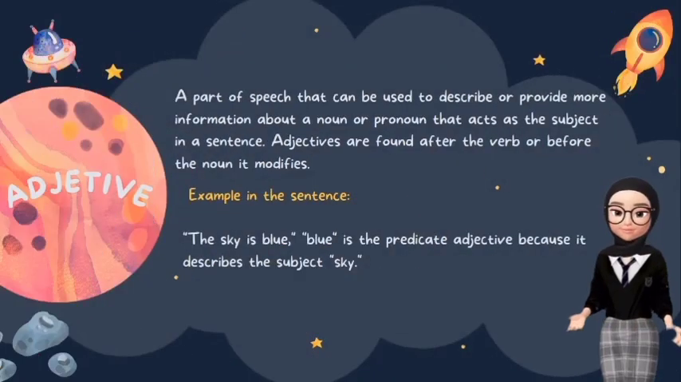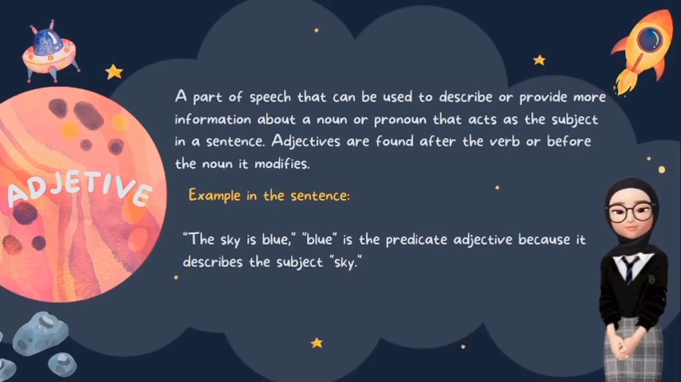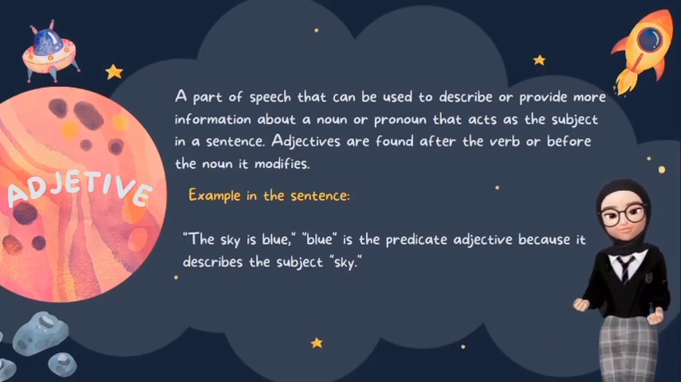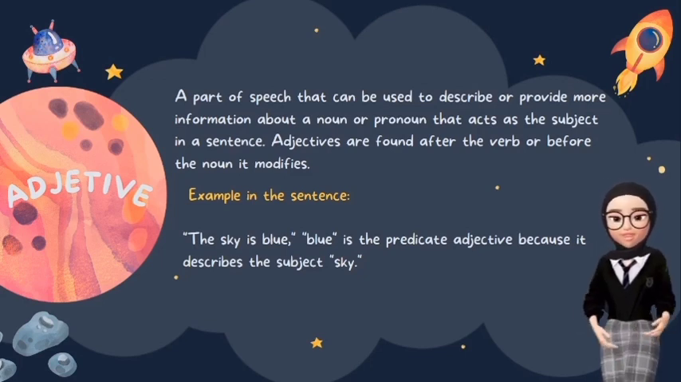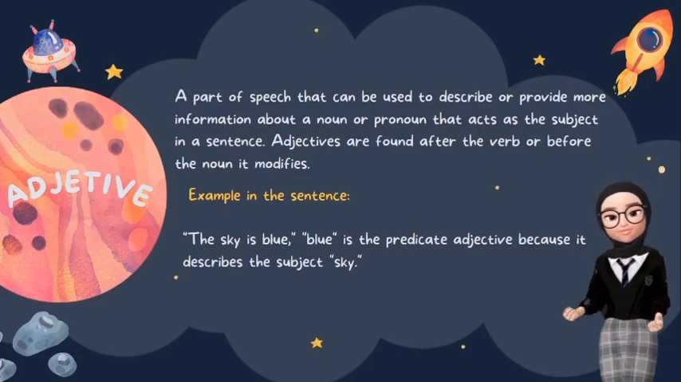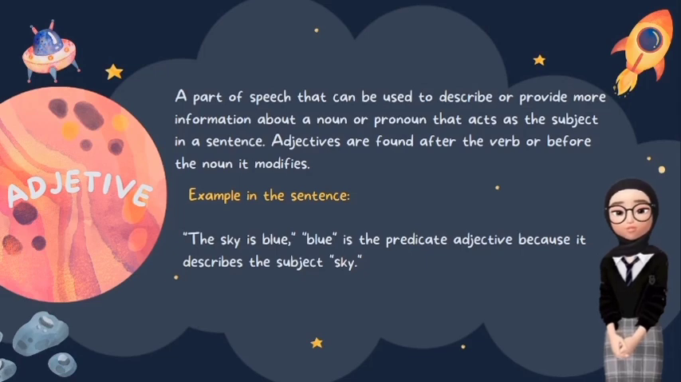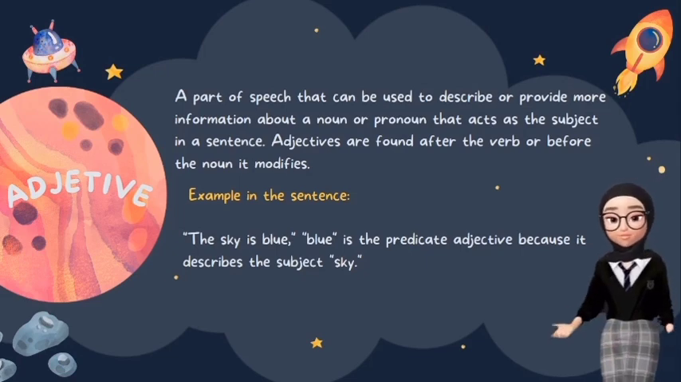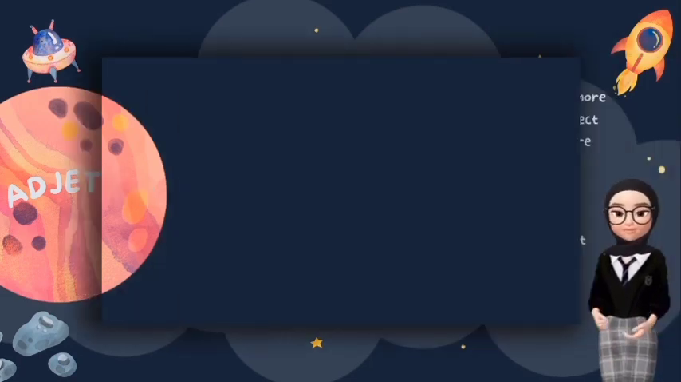Next is adjective. Adjective is a part of speech that can be used to describe or provide more information about a noun or pronoun that acts as the subject in a sentence. Adjectives are found after the verb or before the noun it modifies. For example, in the sentence, the sky is blue. Blue is the predicate adjective because it describes the subject, sky.